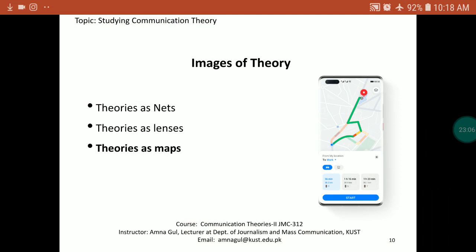So this was an explanation of how these three images can work out. It is, once again, dependent on you. Which one do you like? Which one do you think is the most appropriate? But the reference book that we are using actually supports the imagery of maps more. The kind of theories mentioned are obviously dependent on the kind of work that you are doing. Dependent on what you are studying, your choice of theories changes.